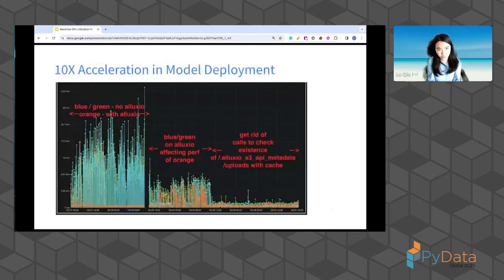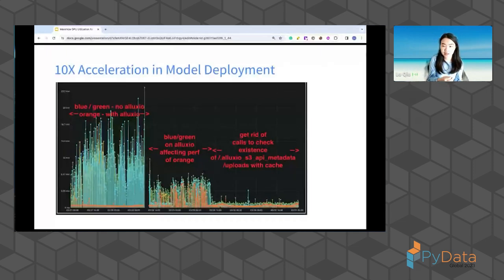And this is another one that is more focused on serving workloads. This is one of the screenshots that our users shared with us, showing they used Alluxio to achieve 10x acceleration in model deployment. On the left side, you can see the bars for when they didn't use Alluxio, how long they needed to deploy their models.